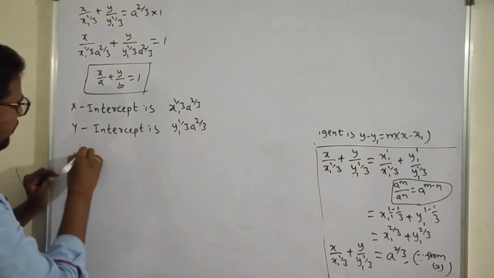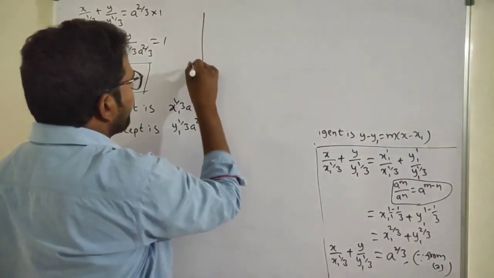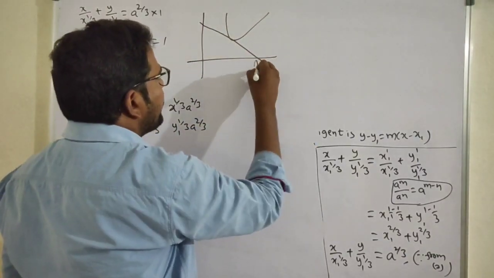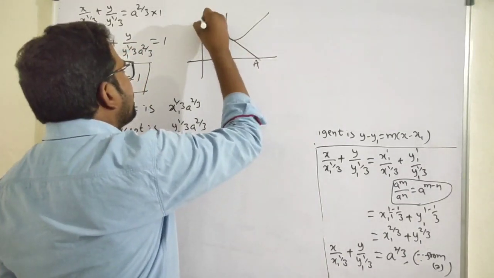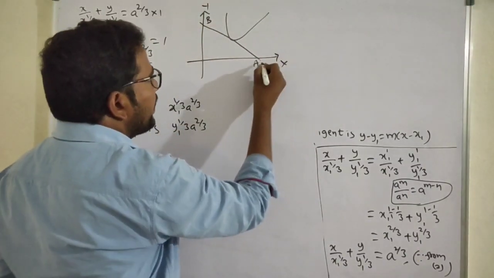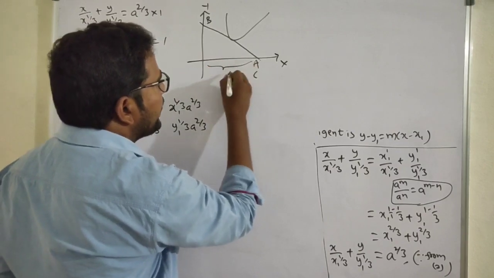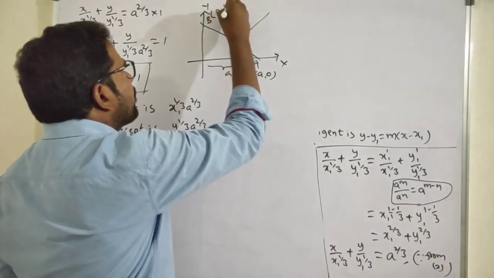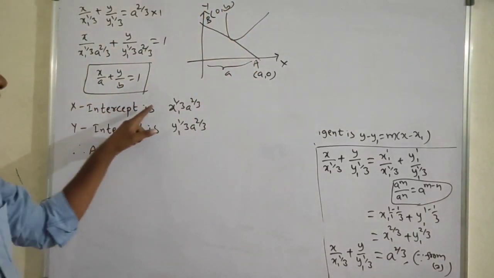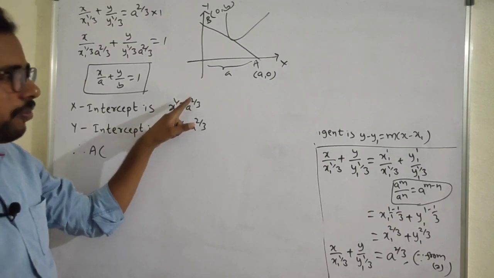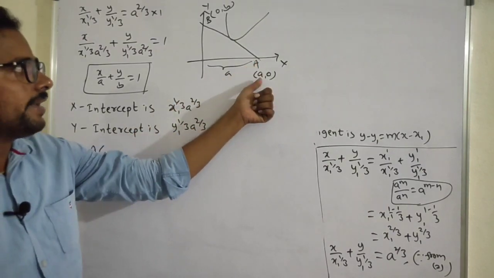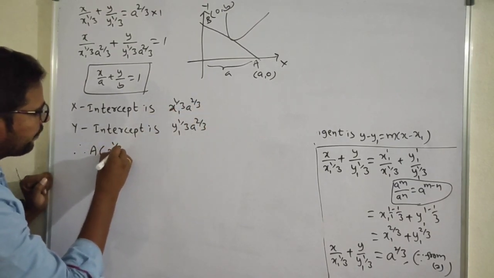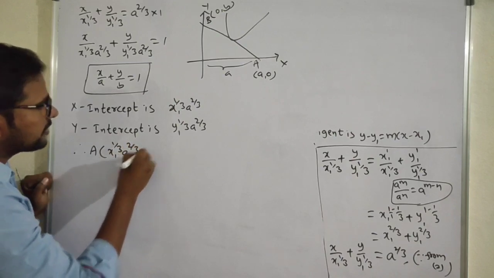So therefore, what is the A point? Capital A point. This is a given curve. This curve touches the y-axis and x-axis at the A point and B point. And the A point is the x-intercept. So A point is in the form of a comma 0, and B point in the form of 0 comma b. So we can write A point as x1 power 1 by 3 into a power 2 by 3 comma 0.